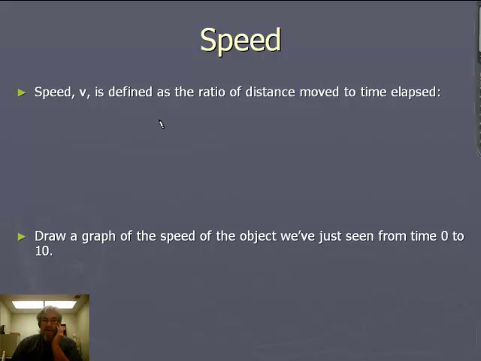So let's define speed formally for the first time here, really. Speed, which we're going to call v, even though that really stands for velocity, is equal to the ratio of distance moved, so the change in the position of the object, delta d, or some people say delta x, divided by the change in time during the same movement. That's what velocity really is.